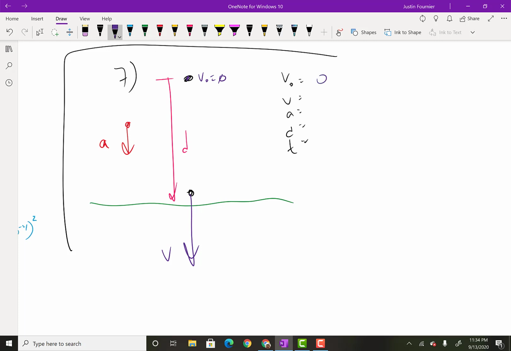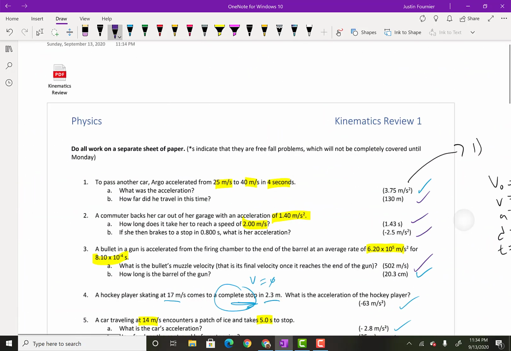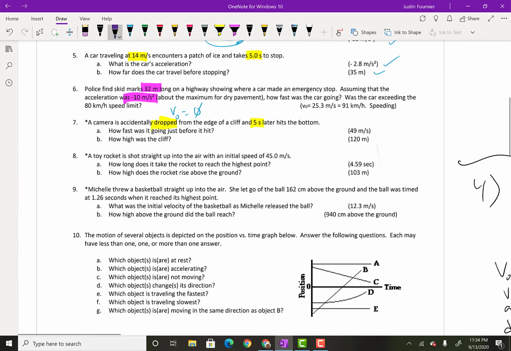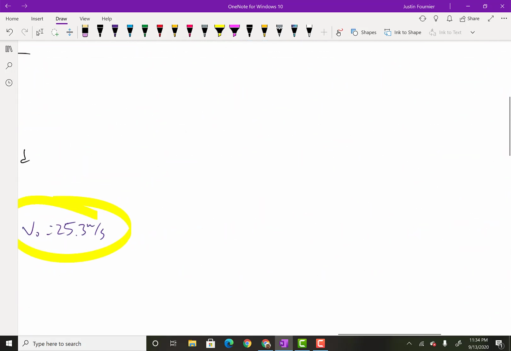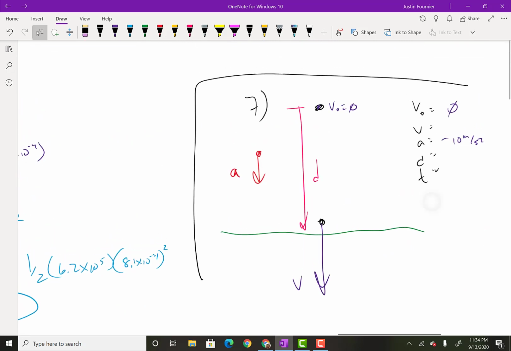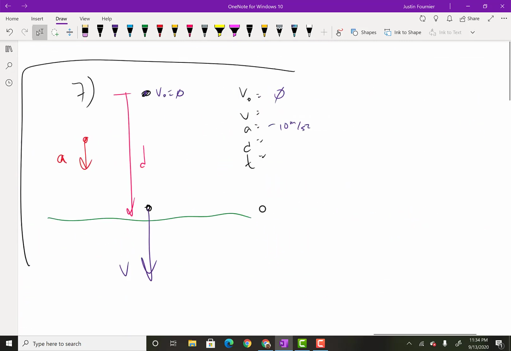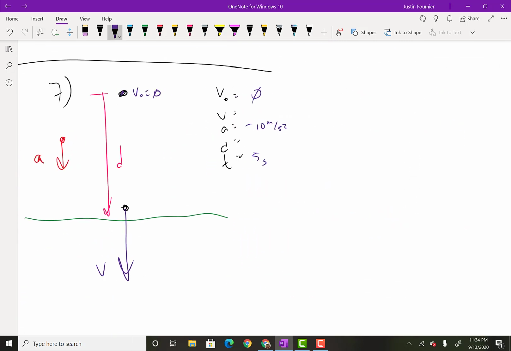So we know the initial velocity is 0, and the acceleration is negative 10 meters per second squared. This is a free fall problem. It's dropped in the air. We just need one more bit of information. I think that is the 5 seconds, right? 5 seconds later it takes to hit the ground. So this is 5 seconds. Let's see, what are we trying to find out? What's the final velocity, basically?